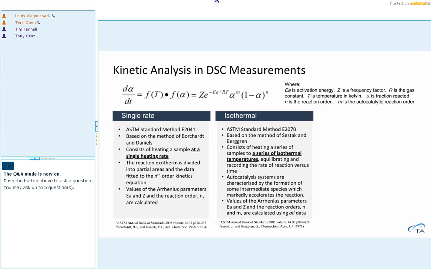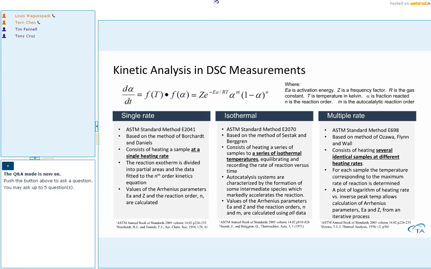The other kinetic method is by conducting a series of isothermal curing tests at different temperatures. This isothermal kinetic approach is good to use for the nth-order reactions, and also it is good for auto-catalyzed enthalpic systems.